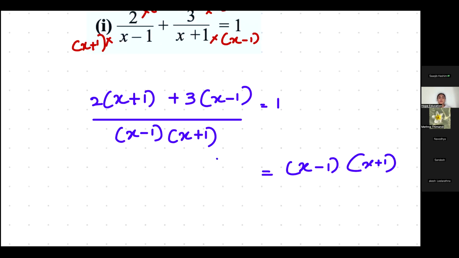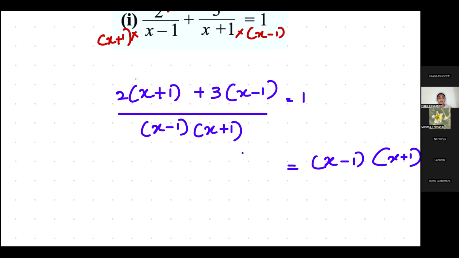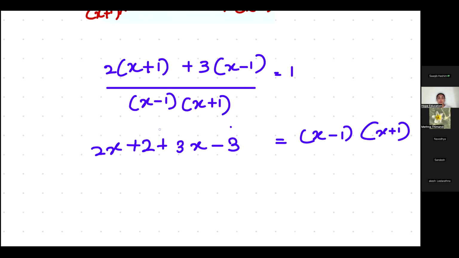On this side, we have 2 times x is 2x, 2 times 1 is 2, 3 times x is 3x, 3 times minus 1 is minus 3. So 2x plus 3x is 5x, and plus 2 minus 3 is minus 1.